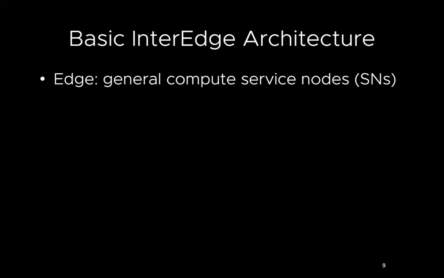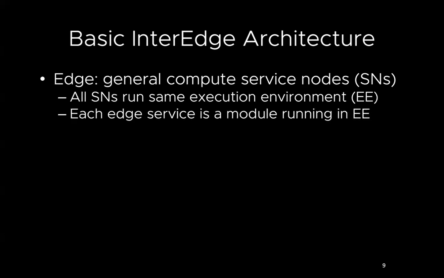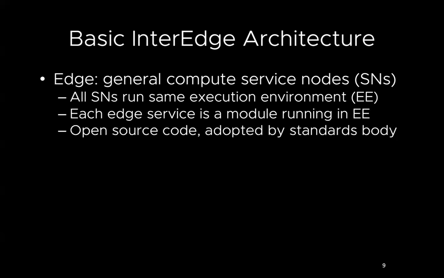The basic InterEdge architecture is simple. We start by putting general compute clusters at the edge. We call them service nodes, or SNs. This is exactly how ESPs are built, but the difference is that all services run in the same execution environment. Each edge service is implemented by a module running inside this execution environment. The InterEdge thus has a write once, run anywhere deployment property, or WORA. All code, the execution environment, and the modules are open source and standardized by some organization like the IETF.